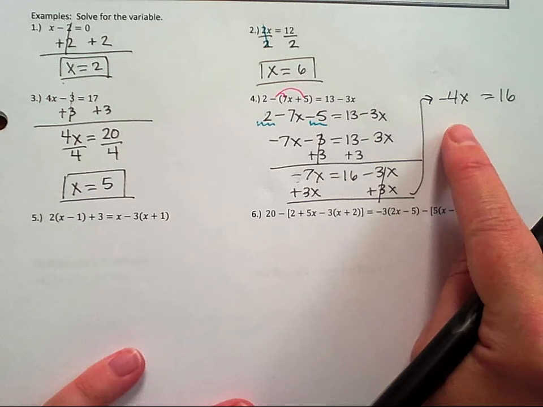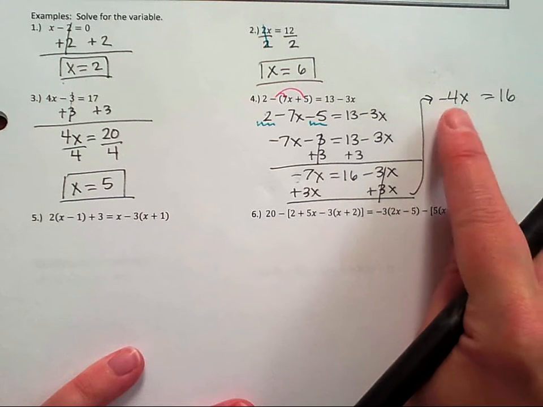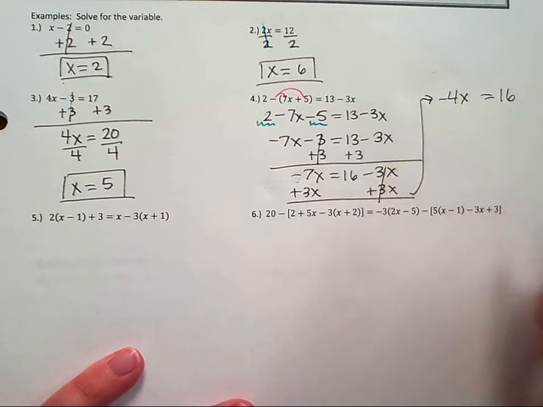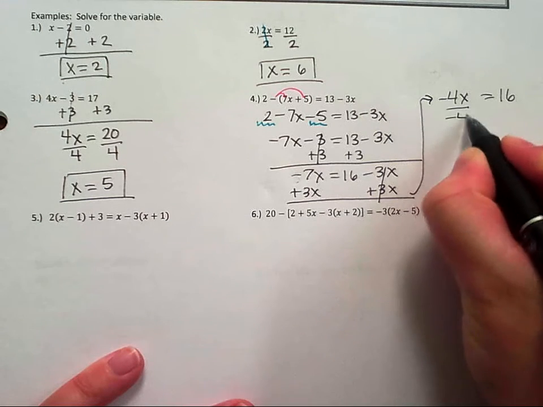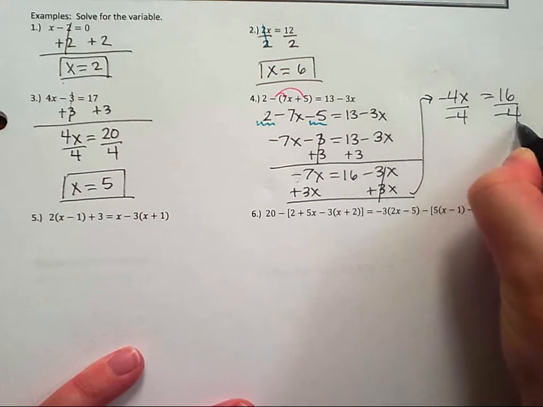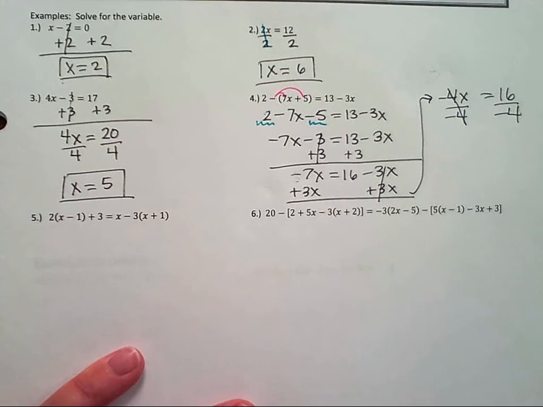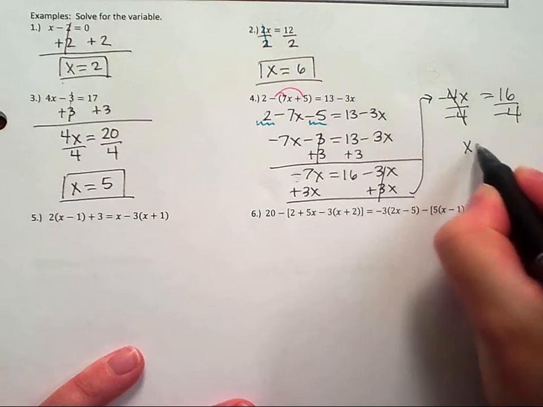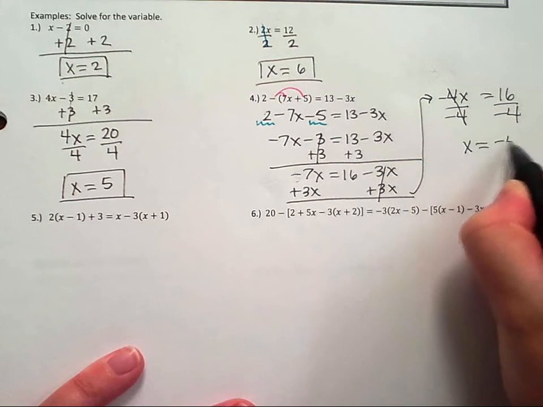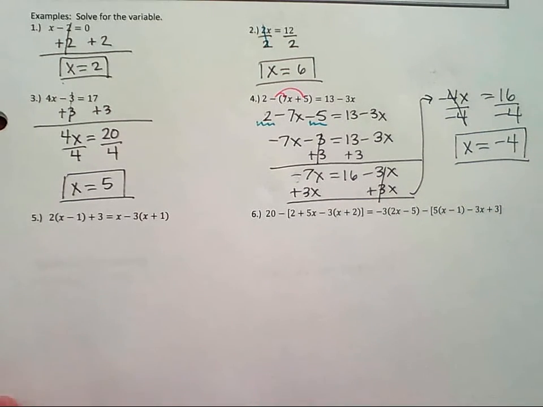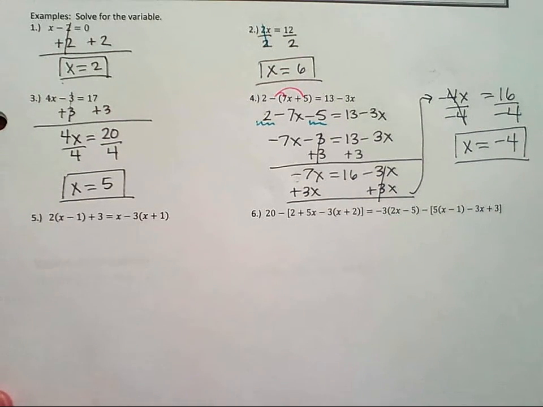Now Blair says step 3 is isolate the variable, so get the variable by itself. So I have negative 4 times x, the opposite of times divides. So I'm going to divide each side by negative 4, and that's because negative 4 divided by negative 4 is 1. So I get x equals what? Negative 4. Good. Because 16 divided by negative 4 is negative 4.